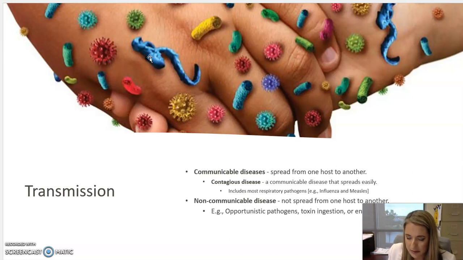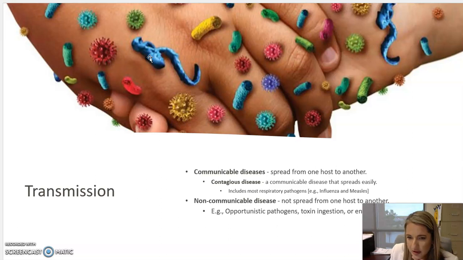diseases. Non-communicable diseases are diseases that are not spread from person to person, so they don't go from host to host. Opportunistic pathogens are one. Remember, opportunistic pathogens only affect those individuals that are immunocompromised. So immunocompromised people would be susceptible to an opportunistic pathogen. But if you were someone that's healthy and you were taking care of someone that was sick with an opportunistic pathogen, you likely would not get sick from them because your immune system is strong enough to block the pathogen from causing an infection.